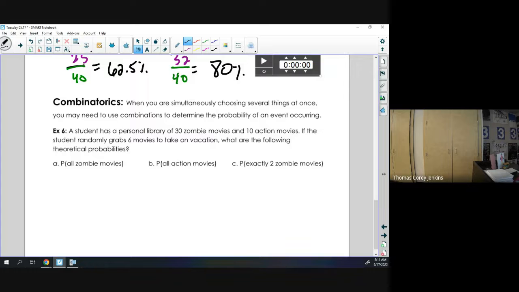All right. So anyways, our scenario here is we have 30 zombie movies and 10 action movies. Sounds like we need to maybe expand our horizons a little bit. Where's the comedy and stuff? Come on.